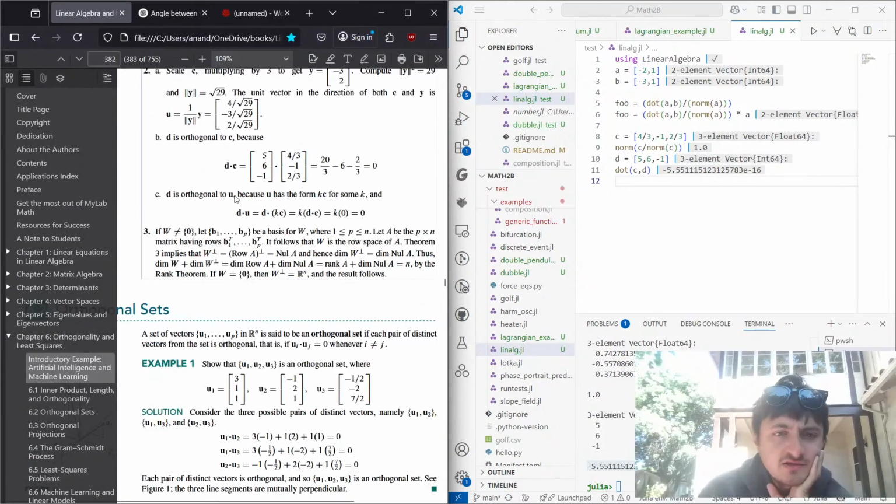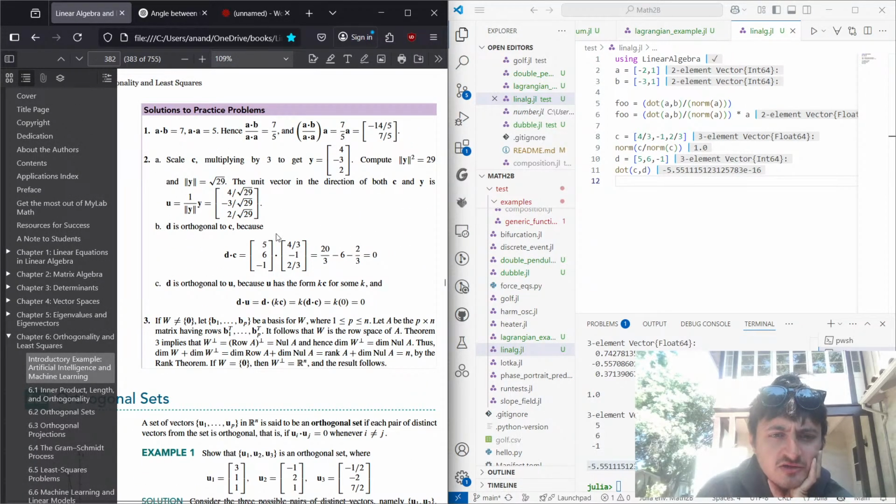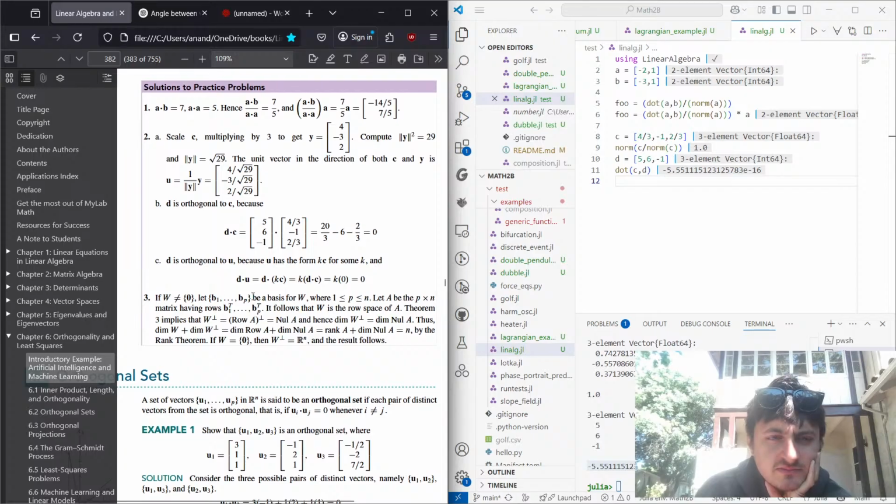All right, let's see how they answered it. Okay, all this is nonsense. But what did they say for this part? Yeah, okay, that's easy. If W is not the zero subspace, then you take a basis that's less than or equal to n. Then this is a good proof actually.